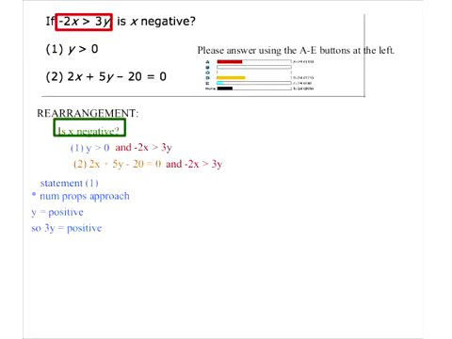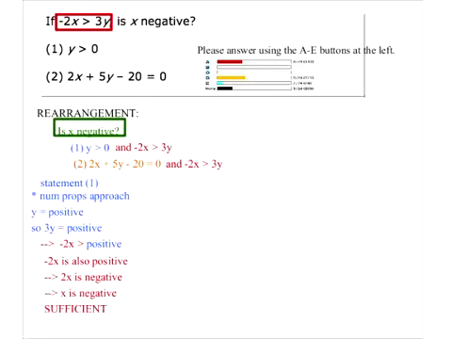Therefore, you have negative 2x greater than 3y. That means that negative 2x is greater than something that is positive. If you're bigger than a positive number, then you are also positive. So this means negative 2x is also positive, even greater. So therefore, x is negative. Because 2x is negative. So therefore, x is negative. That's sufficient.